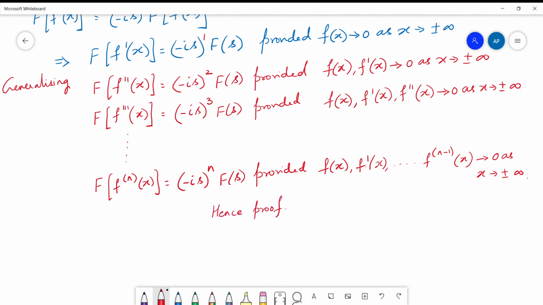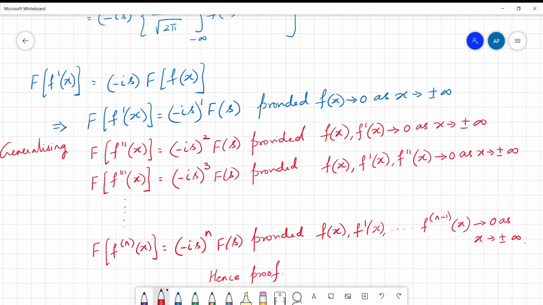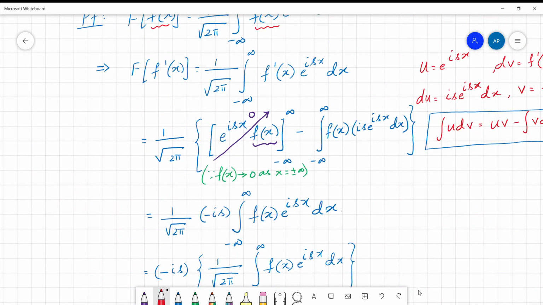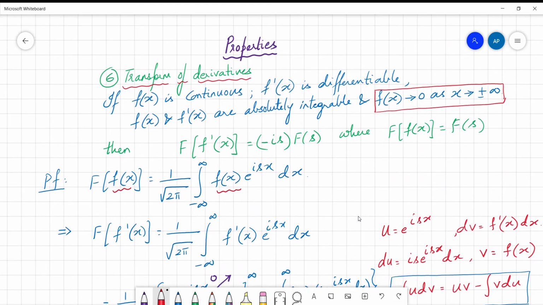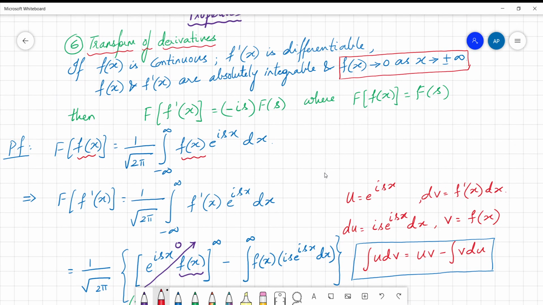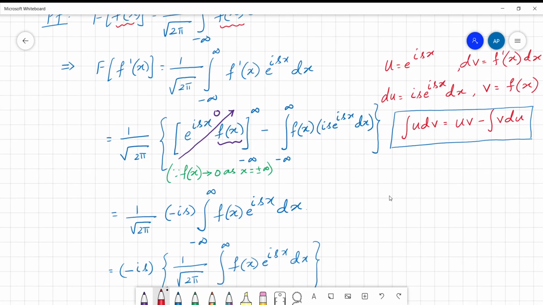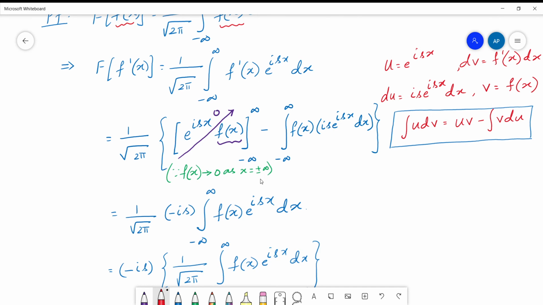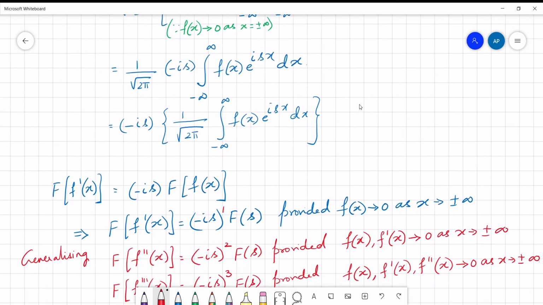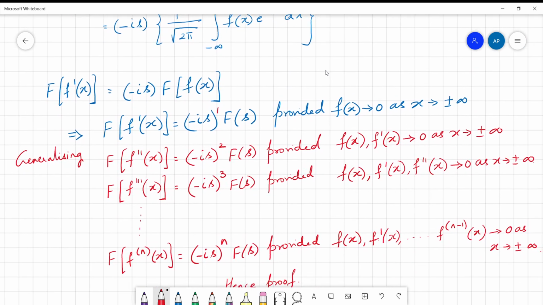So that's how we derive the Fourier transform of various derivatives of a given function. So we started with the definition and then we used the condition that f of x tends to 0 after applying the integration by parts. F of x tends to 0 as x tends to plus or minus infinity, which gave us the answer ready-made.